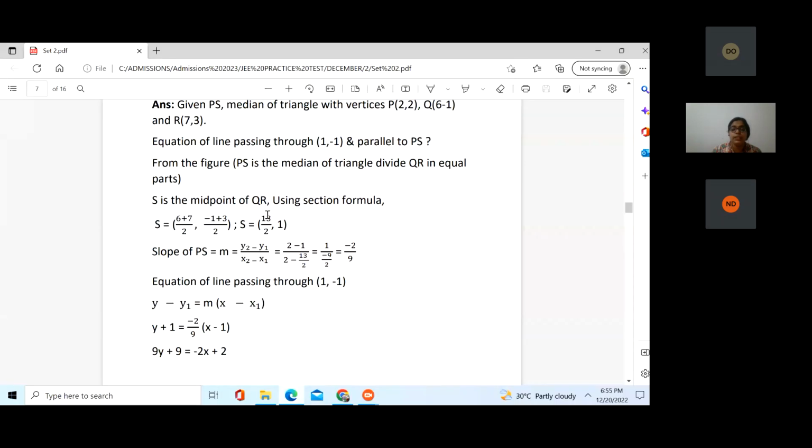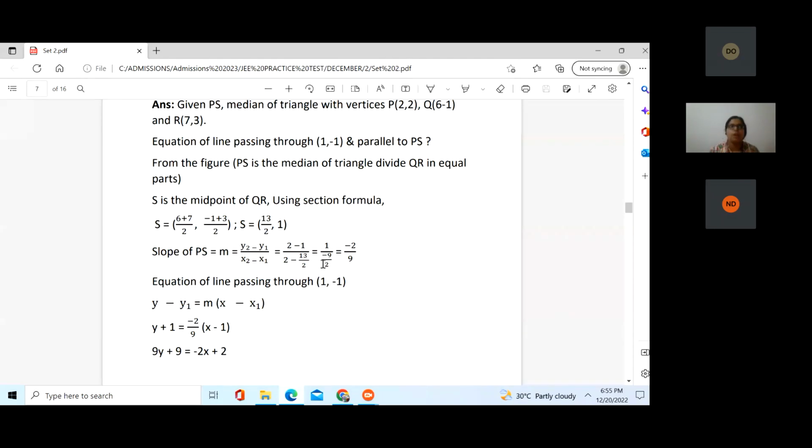M is equal to (y2 minus y1) by (x2 minus x1). Here we know the value of S, and the other point is P, which is (2, 2). So how are we going to write this? This will be (2 minus 1) by (2 minus 13 by 2). That is y2 minus y1 over x2 minus x1, with (2, 2) and (13 by 2, 1). So I have got the answer as 1 by (minus 9 by 2). So this will be minus 2 by 9.